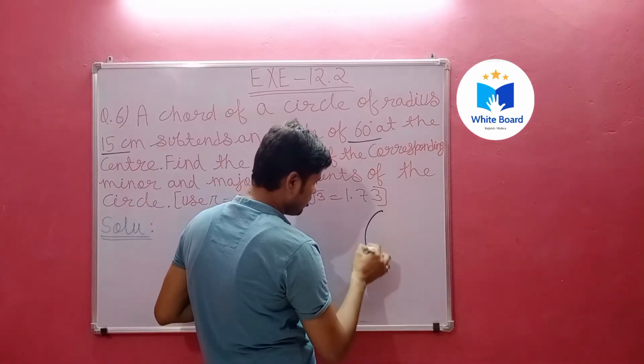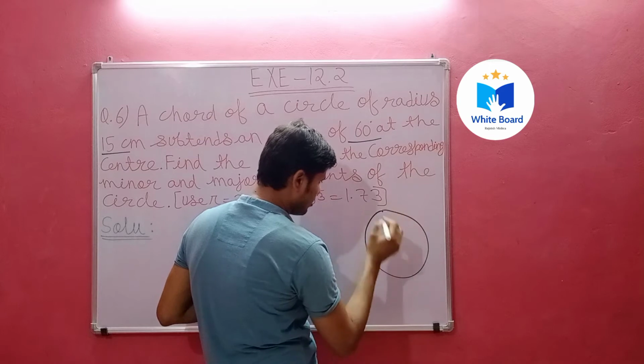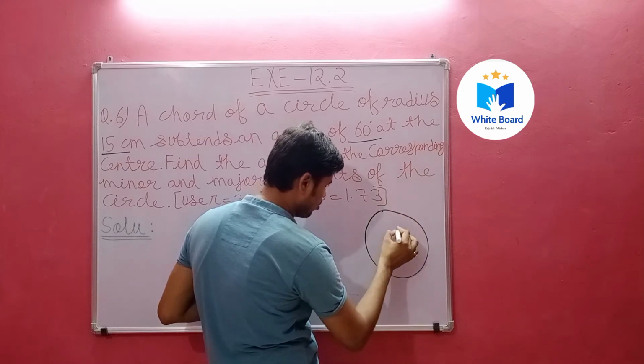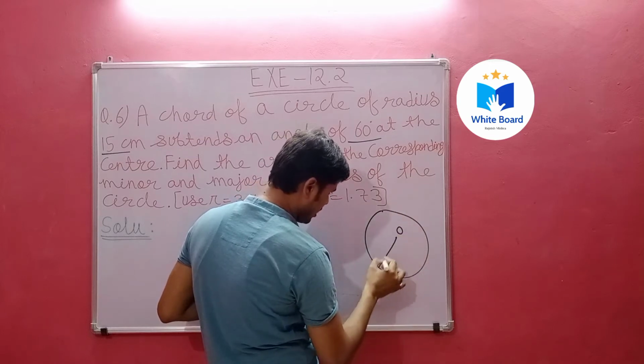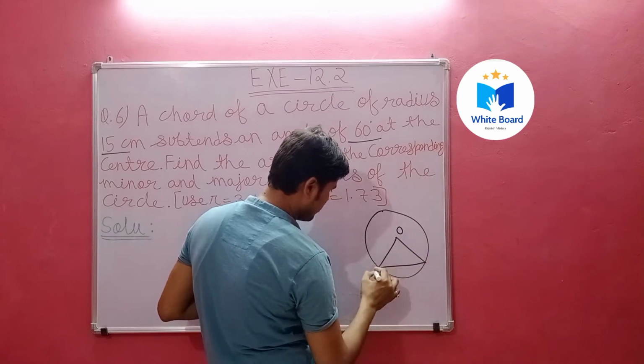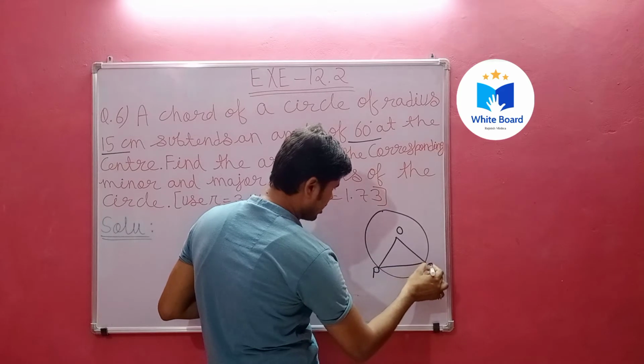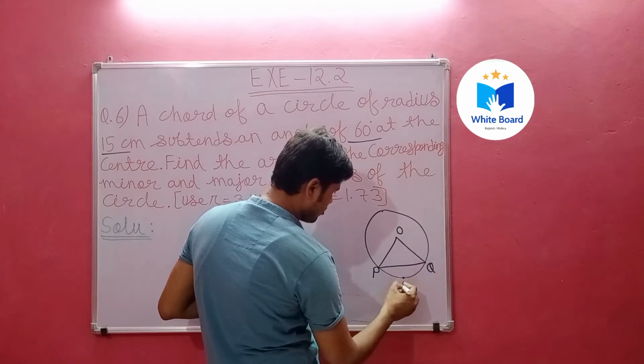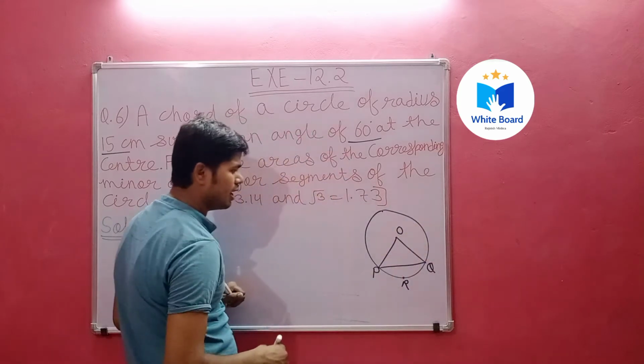First of all, we take a circle. Let this be the circle and its center is O. Now we take its radius and we join this line. Then we get PQ as a chord and PRQ is an arc.